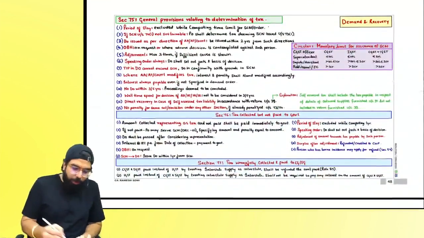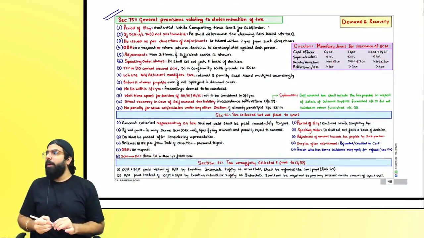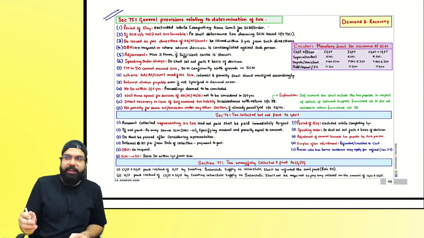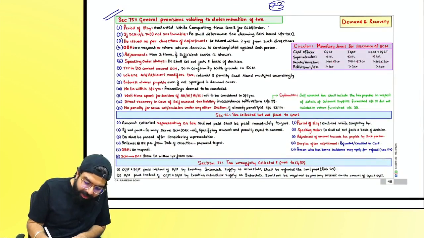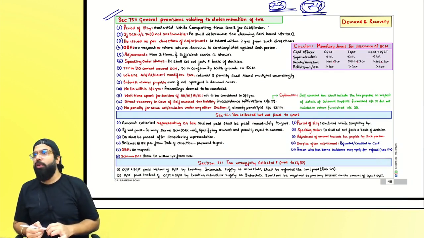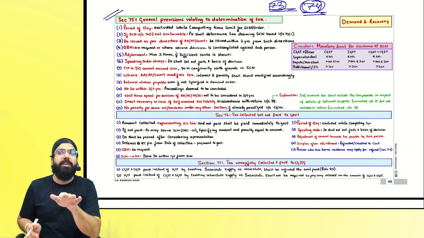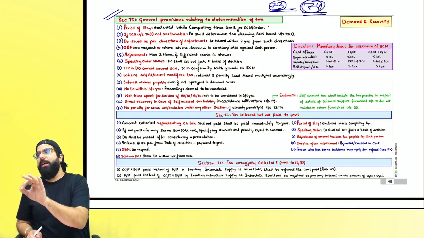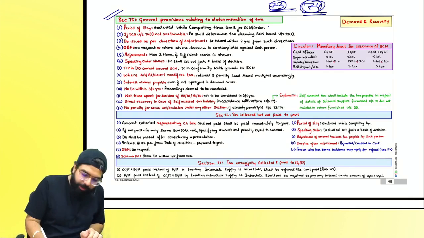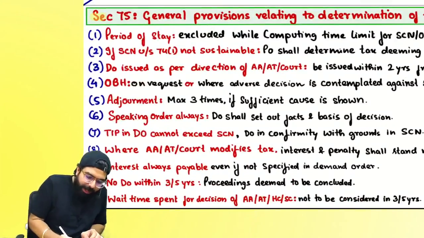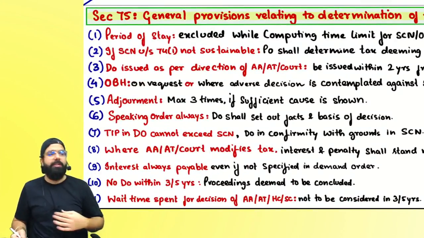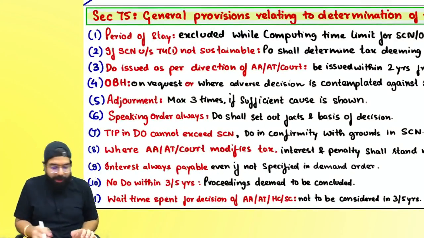Now, everyone, let's do sections 75, 76 and 77. We learned sections 73 and 74, where they told you about demand order and show cause notice. When a demand order and show cause notice is given, there are some general provisions which are applicable. Let's understand the general provisions relating to determination of tax. Everyone listen to me very carefully.